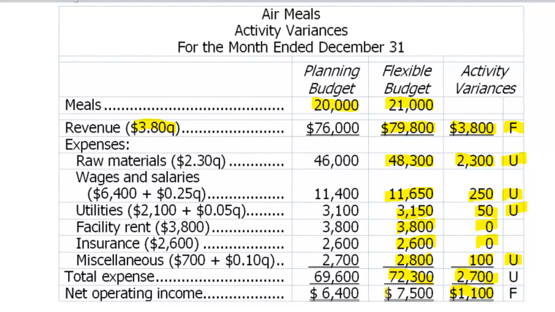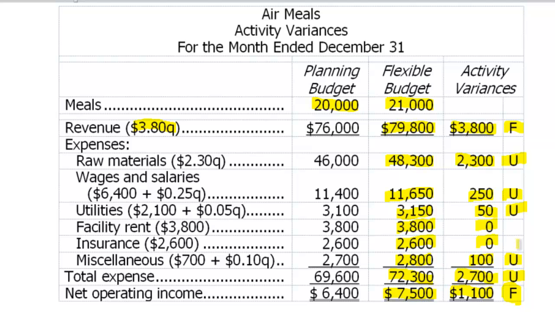You could also go horizontally and look at the total expenses on the flexible budget, compare that to actual. Look at the net operating income on the flexible budget and compare that to actual. Compare those to the planning budget. If your expenses are higher, that's unfavorable. Not good, not bad, just higher. If your net operating income is higher, that's favorable. This is really the number we're most concerned about, the net operating income.